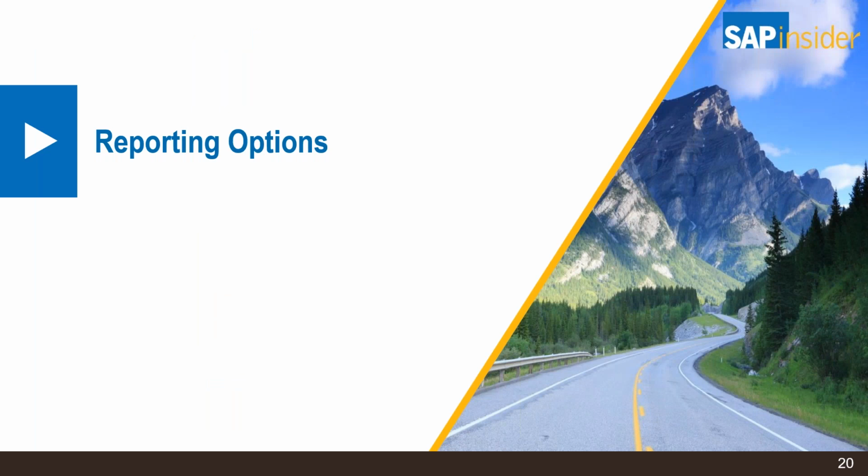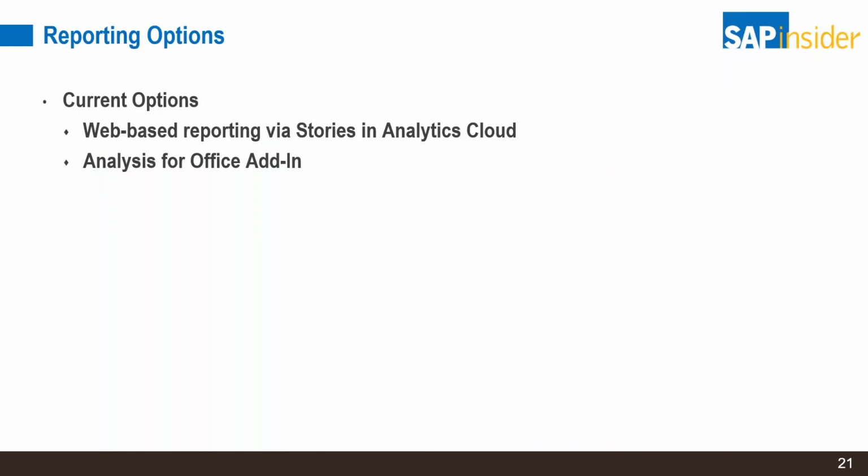Finally, before I get over to the live demo, let me talk about some of these key concepts as we're dealing with planning. Obviously, the output at the end of the day is the reporting, right? Being able to report budget against actuals, just having budget packages. You've got your web-based reporting via the stories in Analytics Cloud. There also is the capability to connect if you currently leverage Analysis for Office, or AO. If you currently have that add-in included in your Excel environment, you can pull that in.